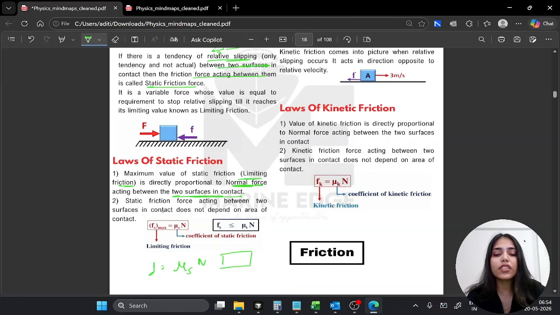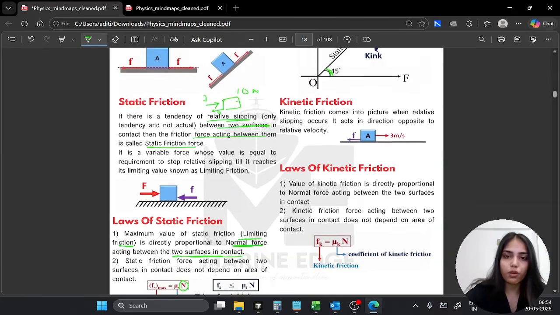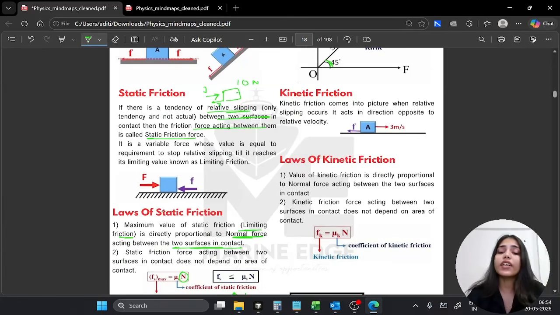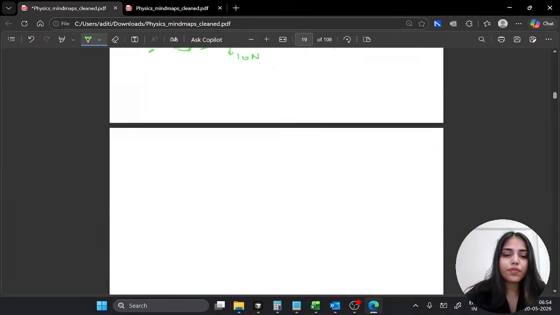What is normal force? Let's say this is the object and it weighs 10 kg. It is applying a downward force of 10 newtons. Because of this downward force, there will be a reaction force N, that is multiplied with the coefficient of friction to calculate friction. Now, moving on, the value of kinetic friction is also directly proportional to the normal force. Same formula, mu k into N. The same concept is there also.